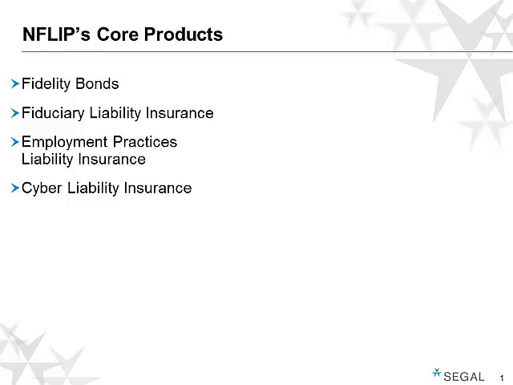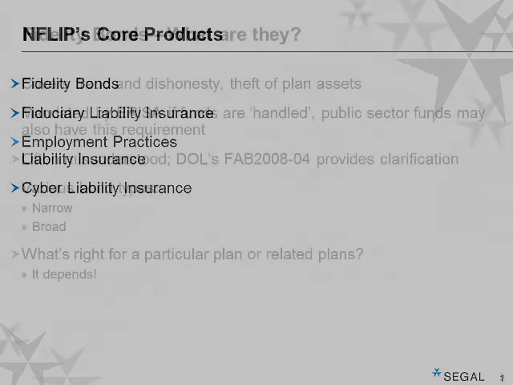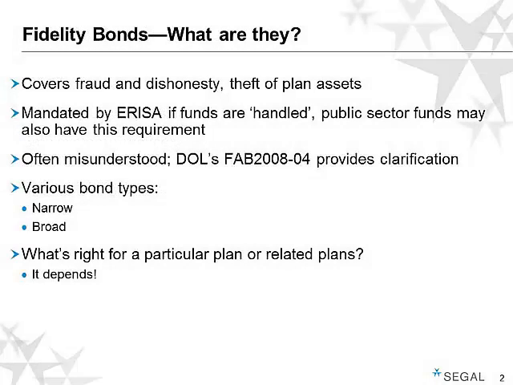But most of this webinar, I'll tell you right now, is going to focus on the cyber because that's the newest and probably the one that's most unknown. But let's spend a couple of minutes and do the basics on the first three of these core products. The Fidelity Bond to start with. We start with this one because it's mandated by ERISA. It's the only insurance policy that ERISA actually puts a mandate on. Everything else is optional. This one's not.